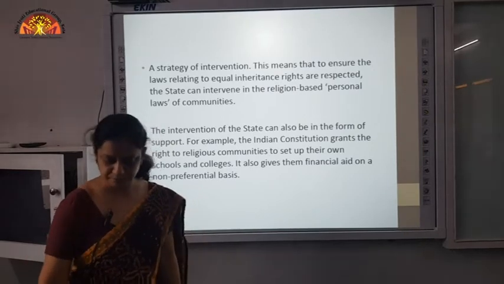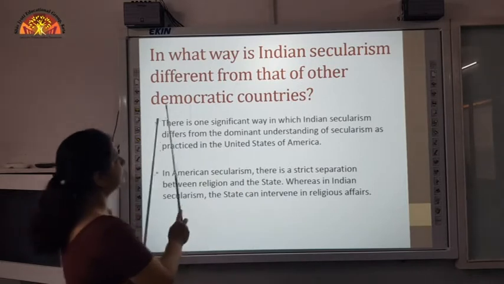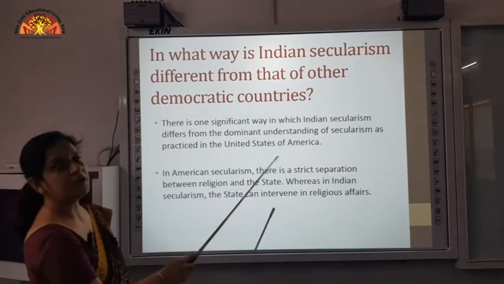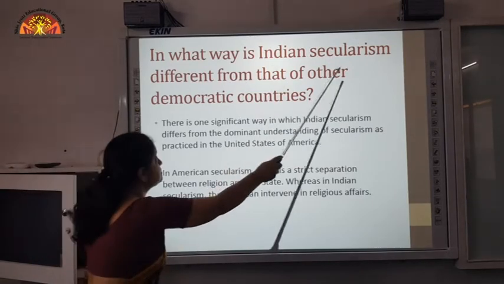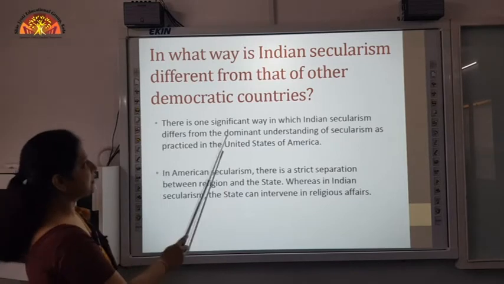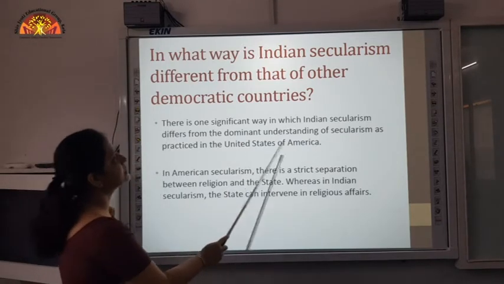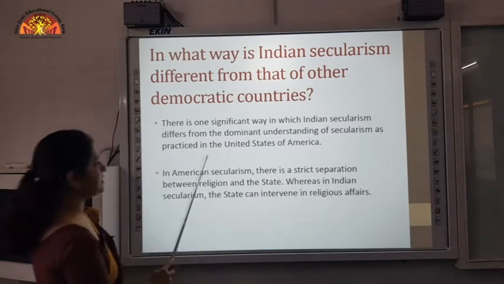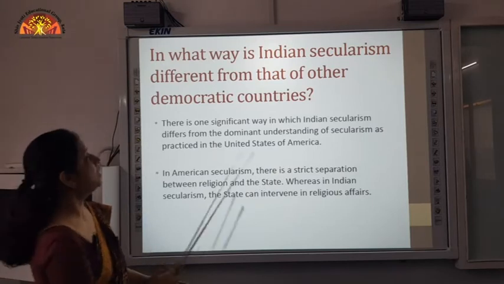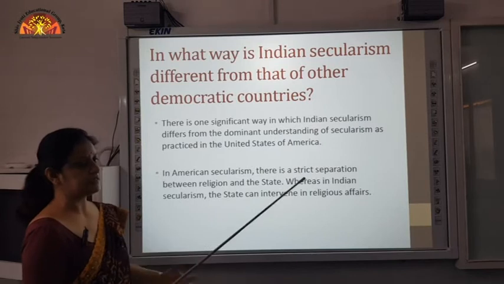In what way is Indian secularism different from that of other democratic countries? In this slide, I am going to show you the difference between Indian secularism and that of other democratic countries. There is one significant way in which Indian secularism differs from the dominant understanding of secularism as practiced in the United States of America.